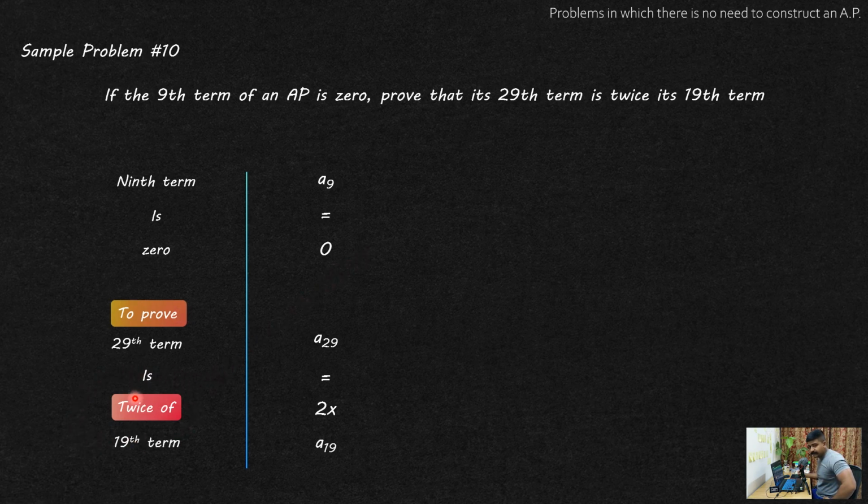Now twice of is also indicating a mathematical operation, that is whatever is after of, 2 is being multiplied to it. So after of we have 19th term, that is A19. So 2 is being multiplied to A19. So we only have this information. A plus 8D equals 0, or A equals minus 8D.